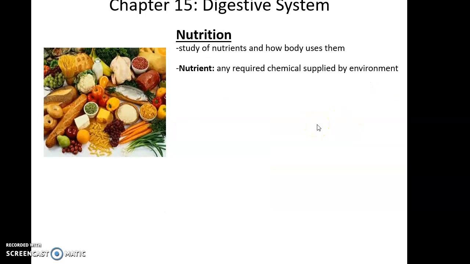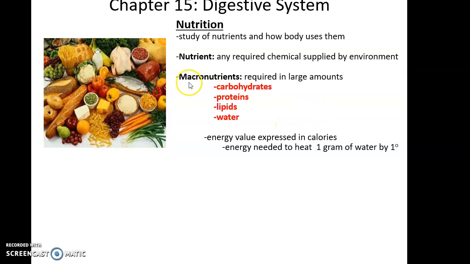Nutrition. We eat in order to get the nutrients our body needs to use. And so nutrients are the chemicals supplied by the environment. There are macronutrients, we talked about before, carbohydrates, proteins, lipids, water. Nucleic acids, although for some reason that never seems to make the list. So these are macronutrients, things we need in large amounts: carbohydrates, proteins, lipids, water, and nucleic acids.